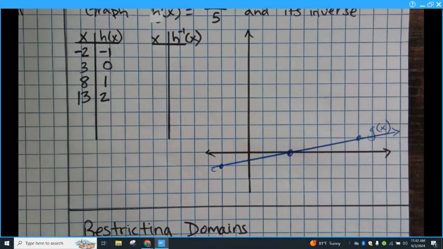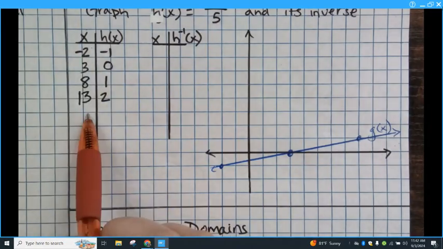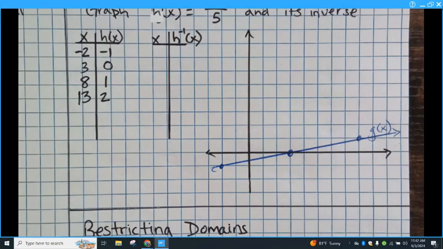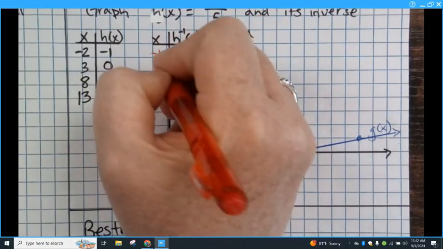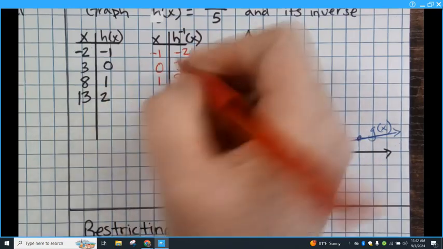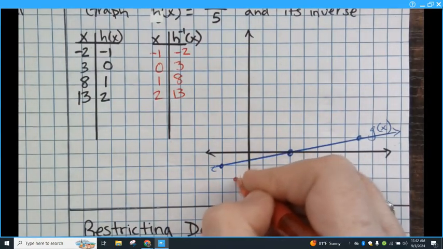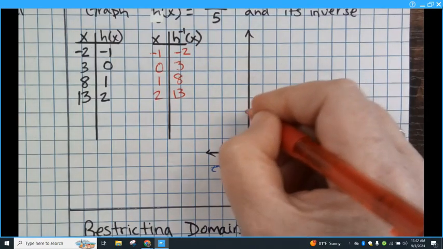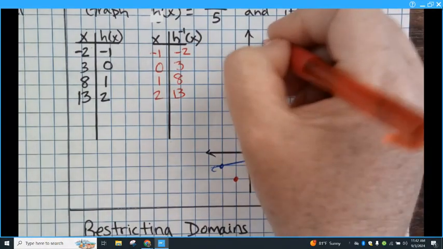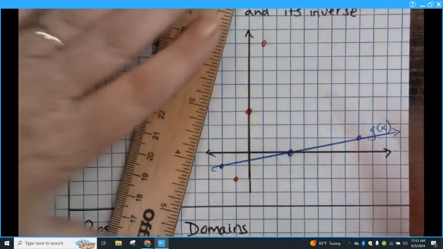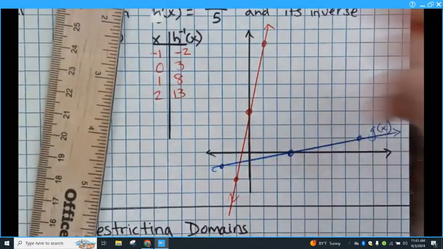From our notes from the first part, we know that our domain becomes the range and the range becomes the domain. So I can just flip them. So for our inverse, it would be negative 1, negative 2, 0, 3, 1, 8, and 2, 13. And that second last one's also going to be off the line, which gives me this line right here, which is the inverse.